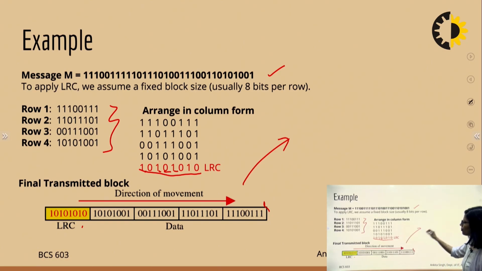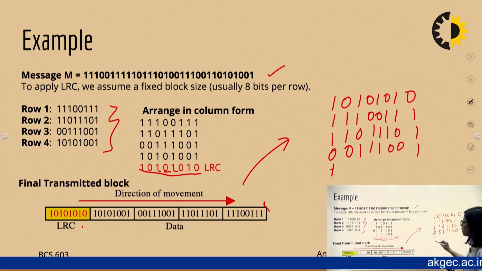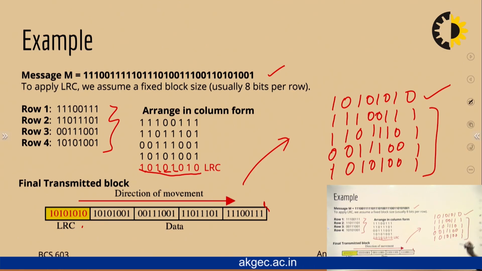Suppose I have received this, I will do the same thing. Okay, I will do the same thing and I will again divide this into blocks like this. 1 1 0 1 1 0 1 0 0 1 1 0 0 1 1 0 1 0 1. So this is my LRC code and this is my received data. Suppose that. Okay. So I will calculate again.